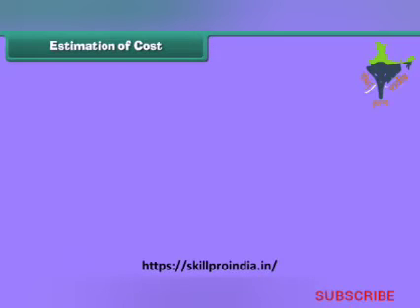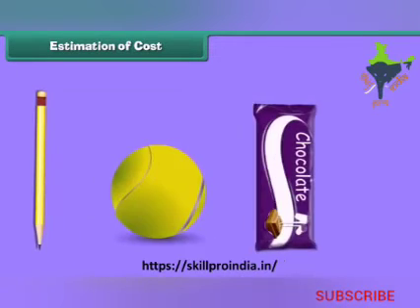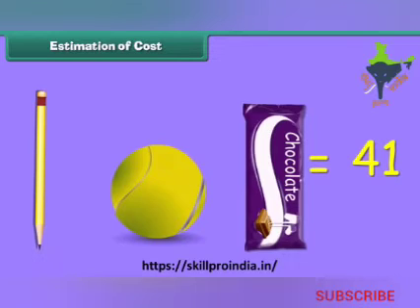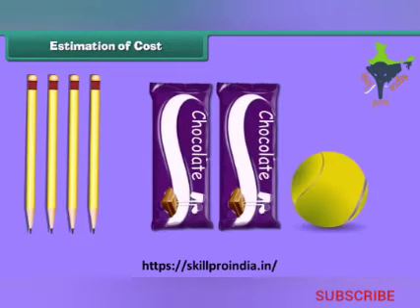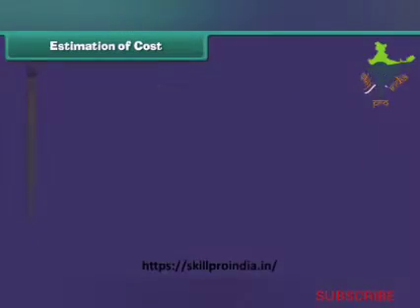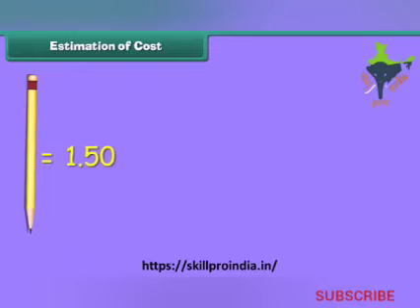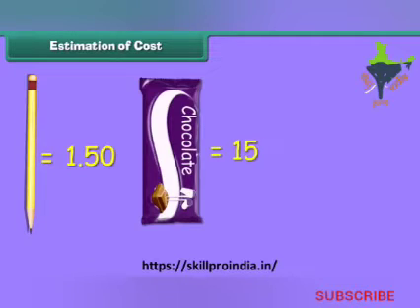Estimation of cost means calculating total cost of different items. We understand it by taking an example. What will be the total cost of 4 pencils, 2 chocolates, and 1 tennis ball? If the unit cost of a pencil is 1 rupee 50 paisa, unit cost of a chocolate is rupees 15 and a tennis ball is rupees 5. Now we calculate the total cost of these items.